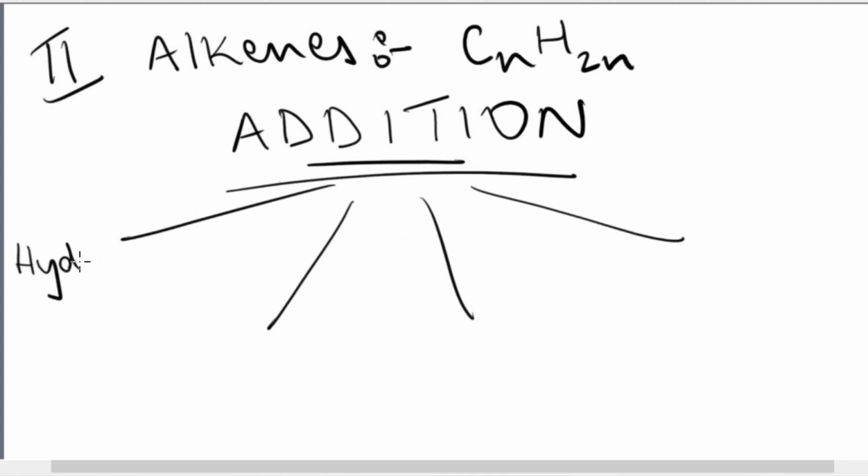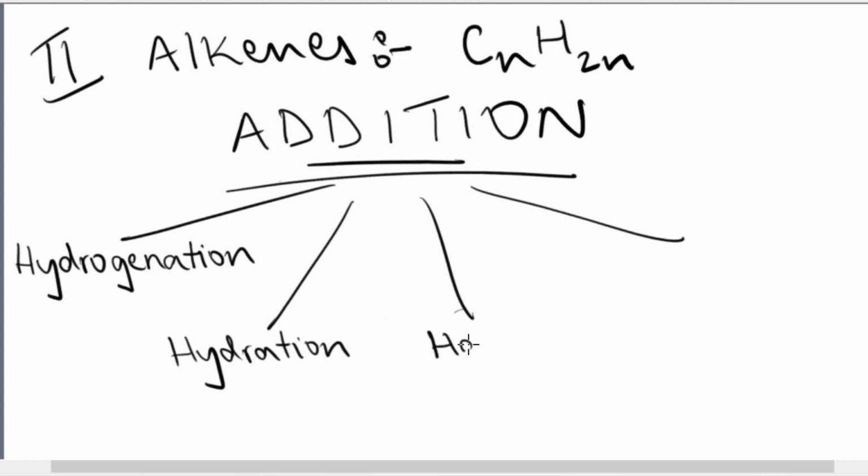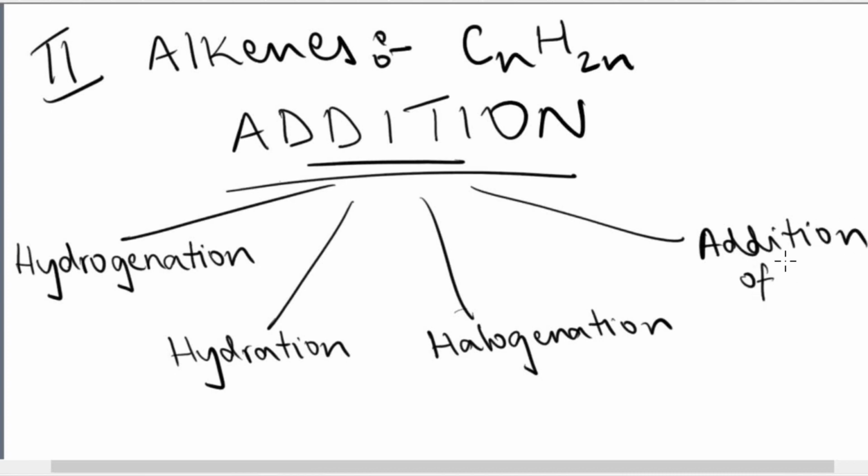So there are 4 different reactions that we can see with alkenes. So one is hydrogenation, the second one is hydration, the third one is halogenation, and the fourth one is addition of hydrogen halides. Halides are hydrogen halides, for example, hydrogen bromide, hydrogen iodide.